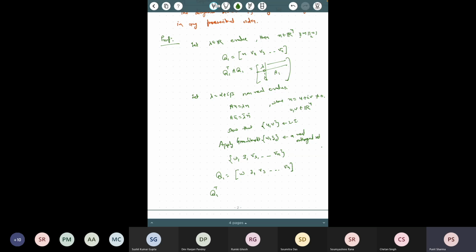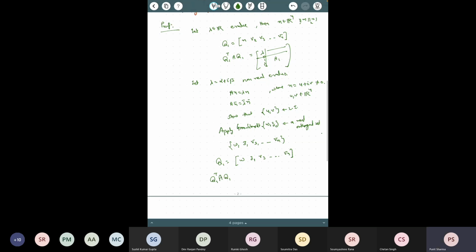Now if you do this Q1 transpose A Q1 the same way, then you will get this 2 by 2 matrix here. Then here we will have these two rows, this would be 0, and here we will have a matrix of size n minus 2 cross n minus 2, where this 2 by 2 matrix will be of this form, because this matrix will have two eigenvalues which are conjugate of each other.